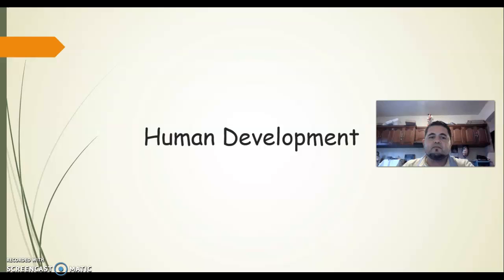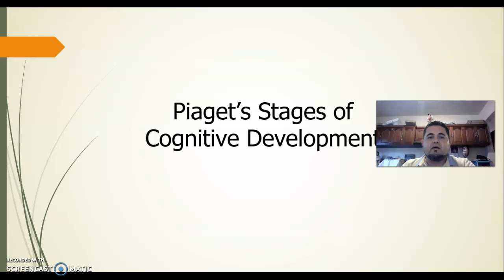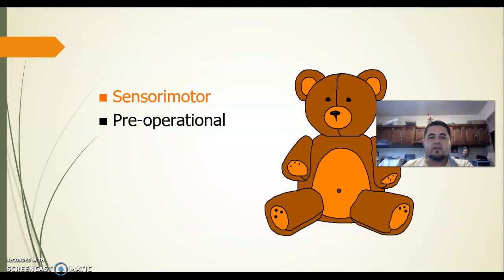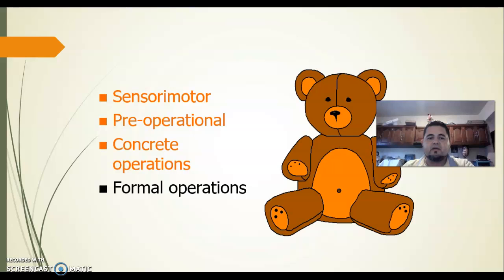Human development, this is the case this time. Well, this is the four stages of cognitive development. I'm going to present the four steps of these stages. The first one is sensorimotor. The other one is pre-operational, the third one is concrete operations, and the last one, formal operations.